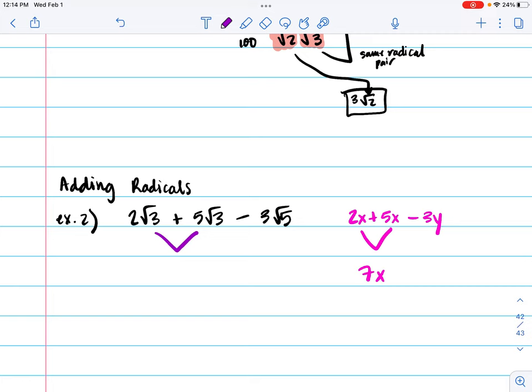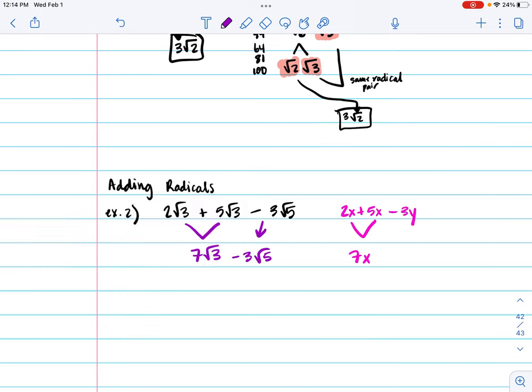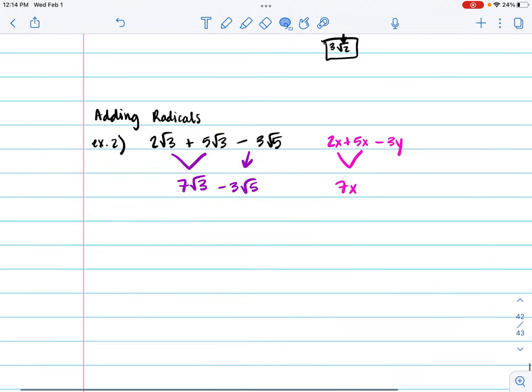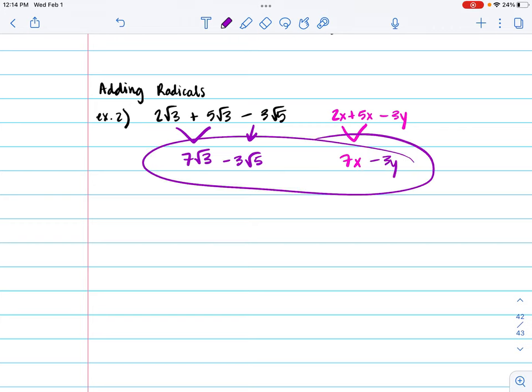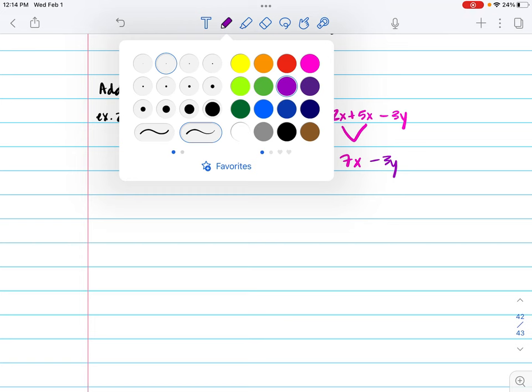And that's actually what we do with these values. We add the coefficients, 2 plus 5, which is 7, and root 3 should stay the same. We can't do anything with the last term because it's not the same radical, so we leave this as minus 3 root 5, okay? So if you want to finish this one out, this would be minus 3y, and then there's the same concept, okay? So that's how you add radicals.